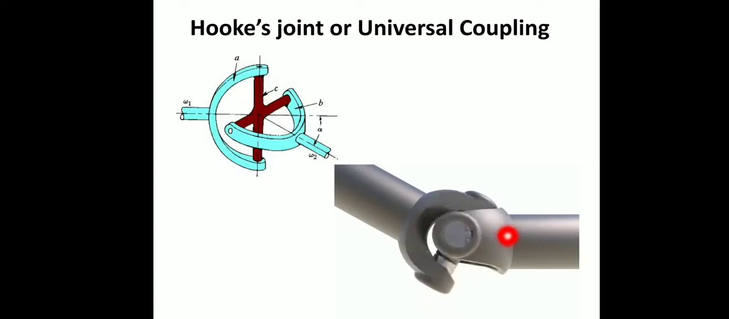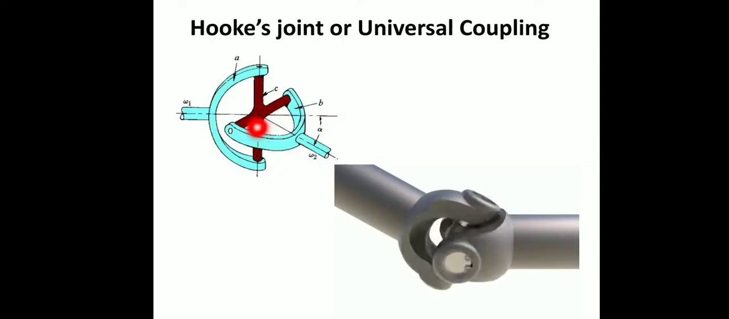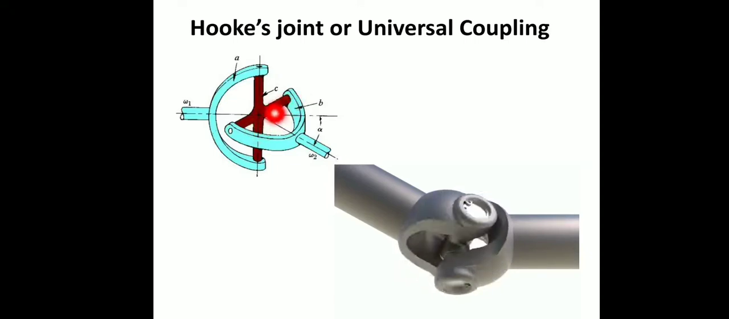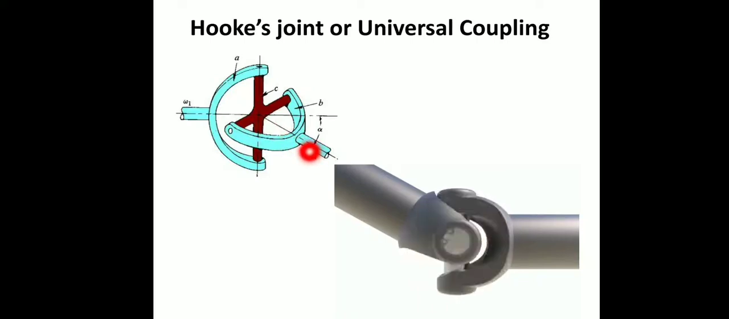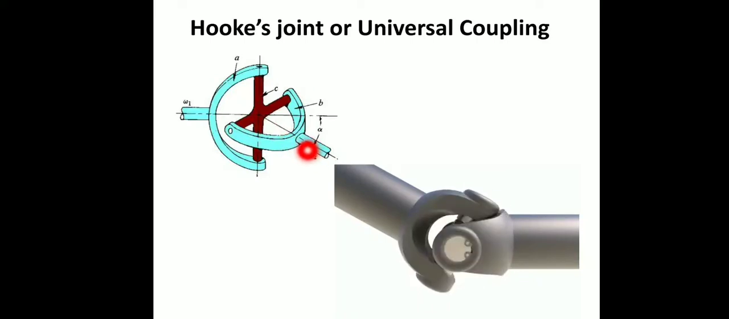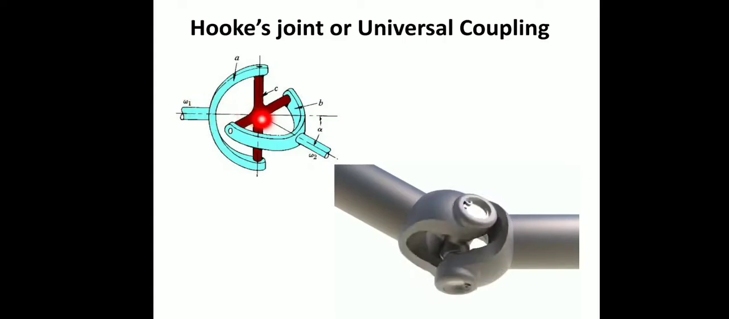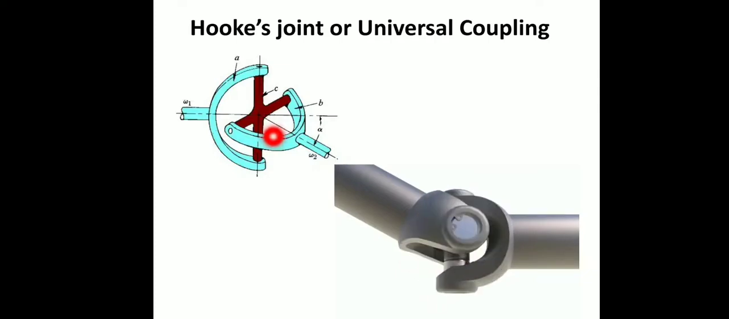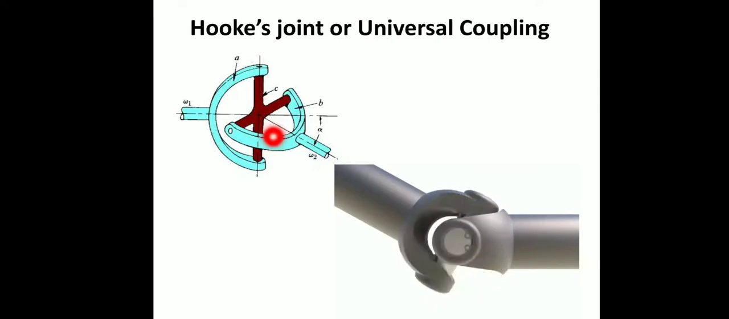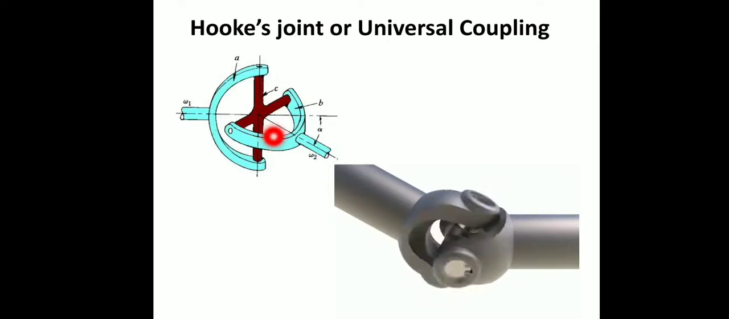You can see the universal coupling. The main part is a 4-bar cross, and this figure explains the universal coupling better. The cross will transfer power from shaft 1 to shaft 2. This is the working of a universal coupling. The main application of universal coupling is for transferring power from gearbox to propeller shaft and propeller shaft to differential.